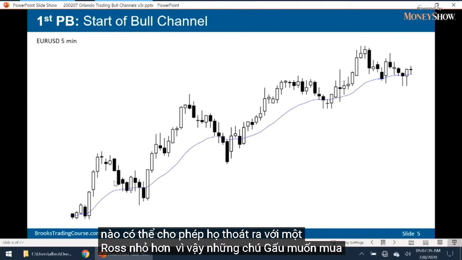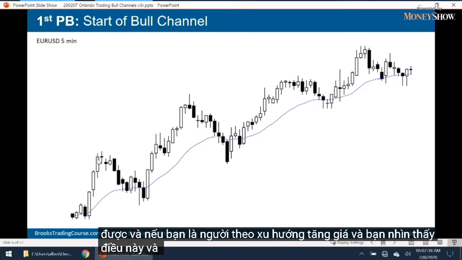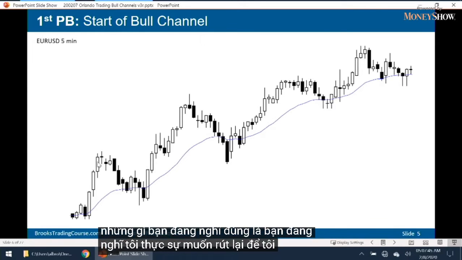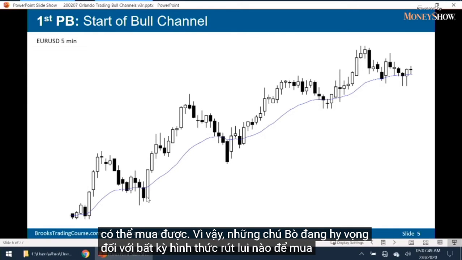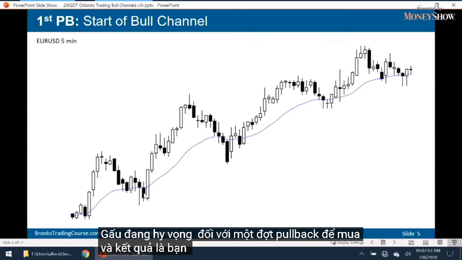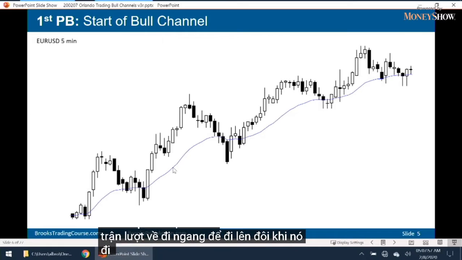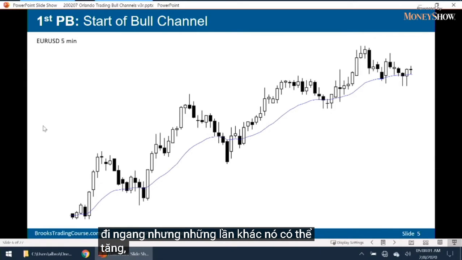So the bears want to buy, okay? And if you were bullish and you see this and you say, darn, I missed it, right? What are you thinking? You're thinking, I really want a pullback so I can buy, right? So the bulls are hoping for any kind of a pullback to buy. The bears are hoping for a pullback to buy. And the result is you're going to get a second leg sideways to up. Sometimes it's just sideways, but other times it can be up.